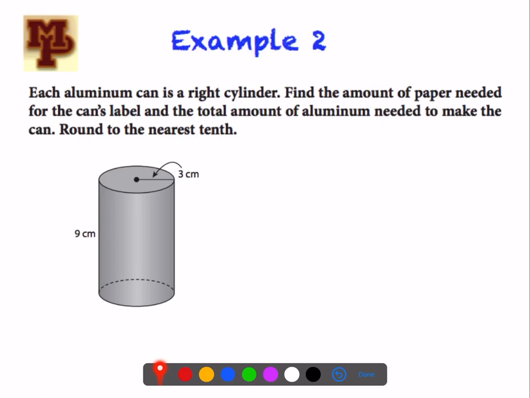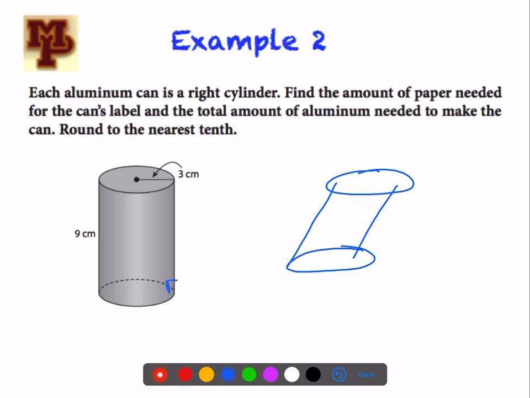Each aluminum can is a right cylinder. So again, the can that you probably just grabbed from your pantry, hopefully you grabbed one by now, is a right cylinder, meaning that it's not oblique, it's not leaning to the side or anything. It's straight up and down. It intersects at 90 degrees down there.